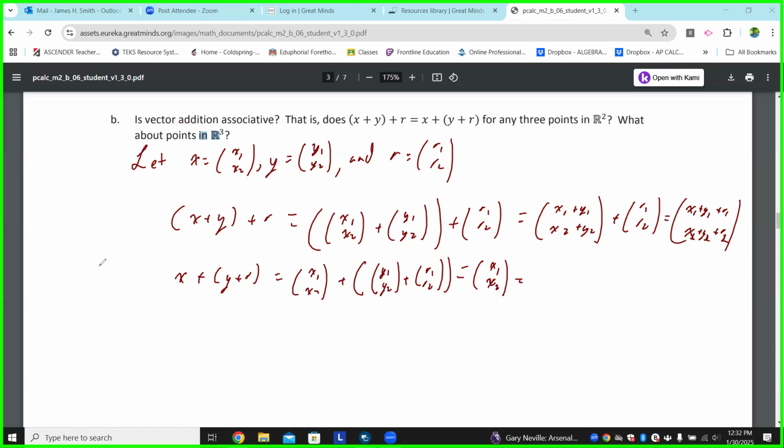And now I'm going to add that as one vector, so that's going to be y1 plus r1, y2 plus r2. And then when I add these, I get the result of x1 plus y1 plus r1, x2 plus y2 plus r2. And therefore, do they equal? Yes. Then it works also for three dimensions. We good? All right, let's work on the next thing that we have to prove and no longer assume.